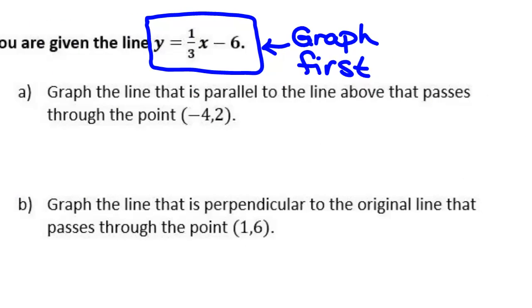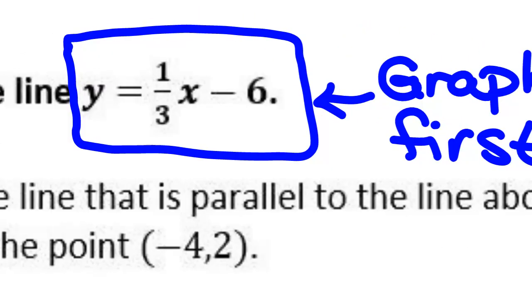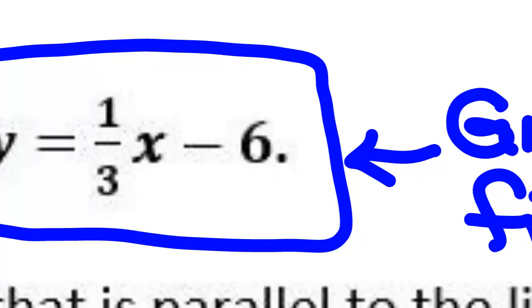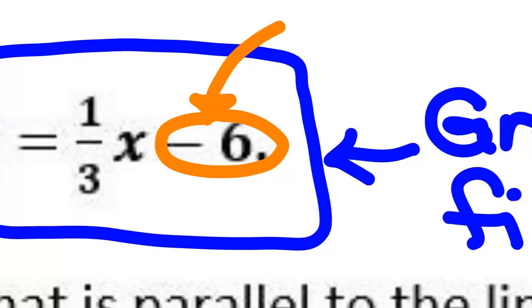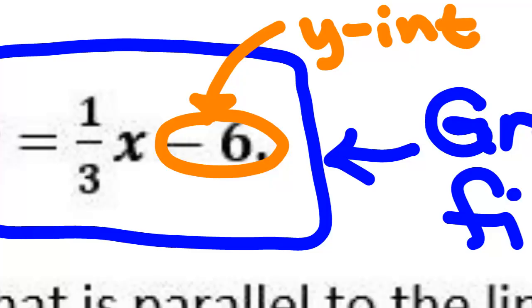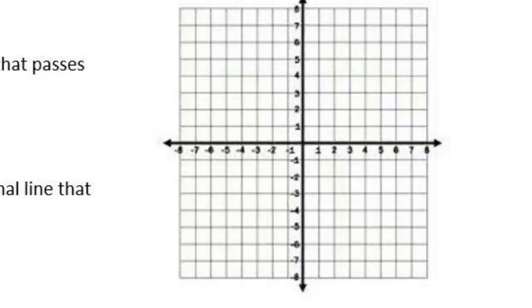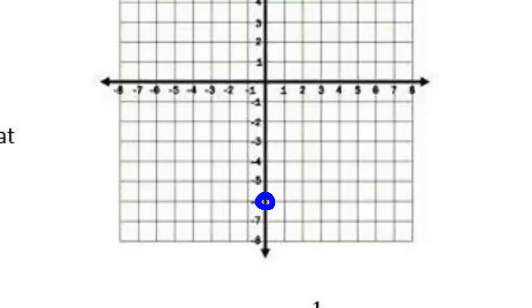When we go to graph a line that's in this form, what's the first thing we plot? The -6. Where do I put the -6? On the y-intercept, on the y-axis. So this right here is my y-intercept. So -6 on the y-axis, right down here.